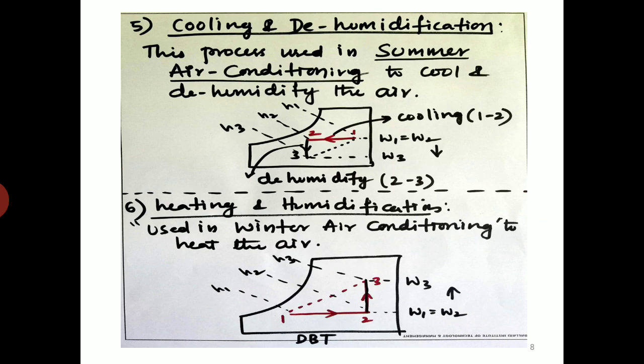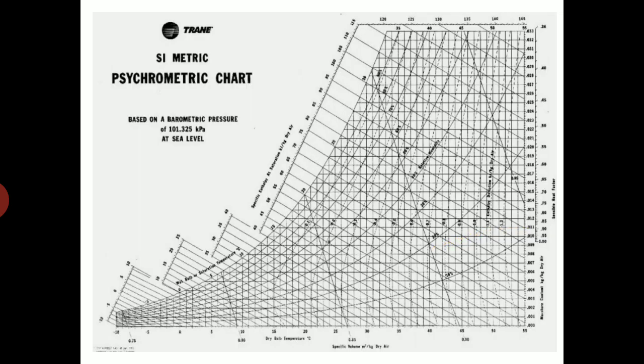The next process is heating and humidification. It is used in winter air conditioning systems, in order to keep warm air. In 1 to 2, the dry bulb temperature goes on increasing, meaning heat is added here. Then 2 to 3 is where moisture is added to the air. That is called the heating and humidification process. Now this is what the psychrometric chart talks about. In detail I'll talk about it in coming slides.